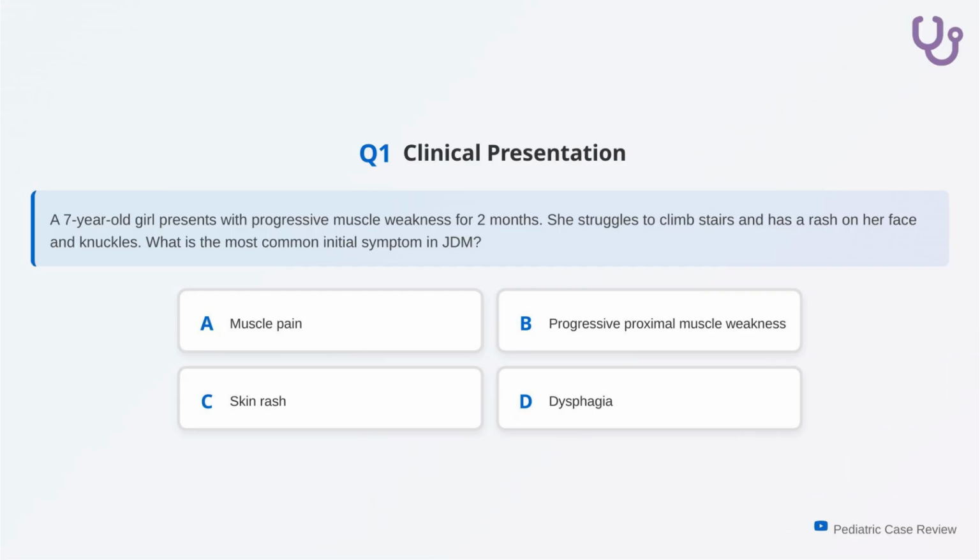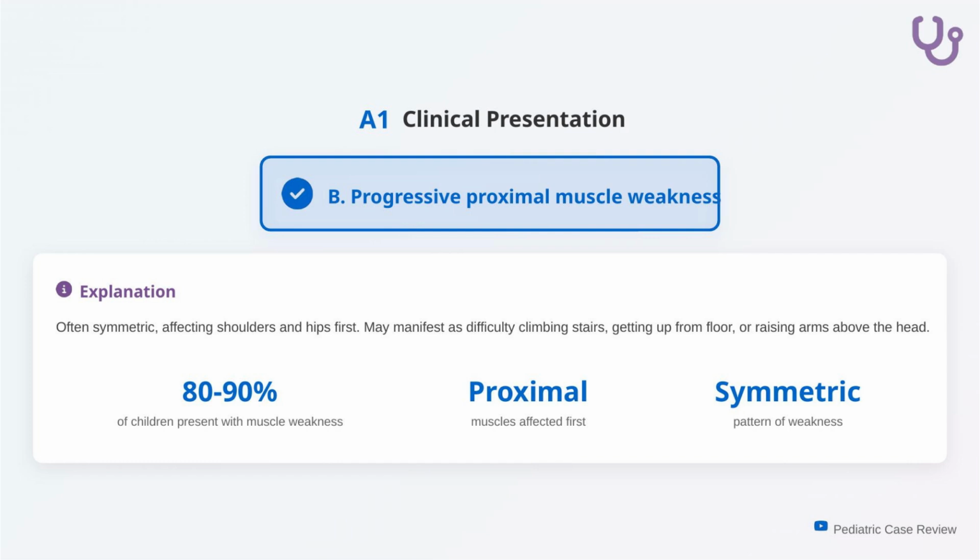A 7-year-old girl presents with progressive muscle weakness for 2 months. She struggles to climb stairs and has a rash on her face and knuckles. What is the most common initial symptom in juvenile dermatomyositis? A. Muscle pain. B. Progressive proximal muscle weakness. C. Skin rash. D. Dysphagia. The correct answer is B.